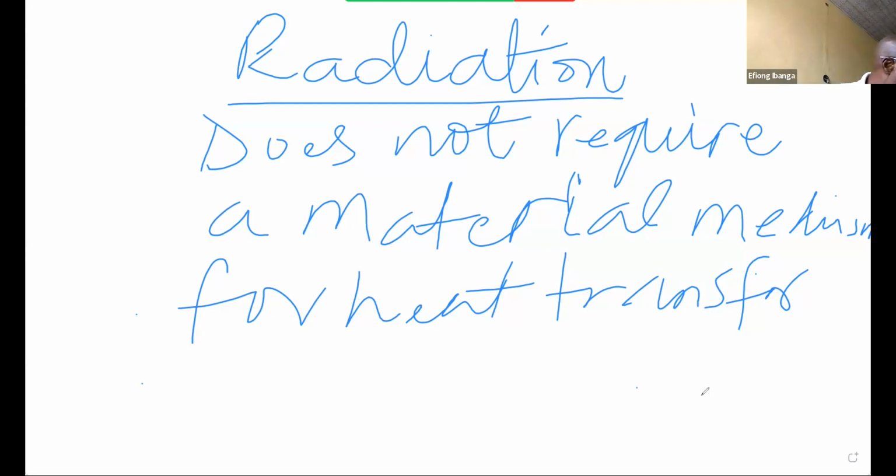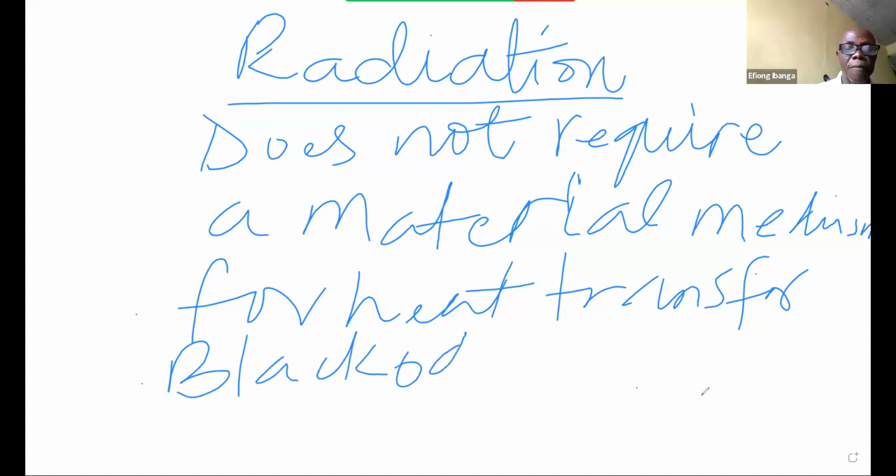Have you read about black body radiation by now? Black body radiation. What is a black body? Somebody should explain that.